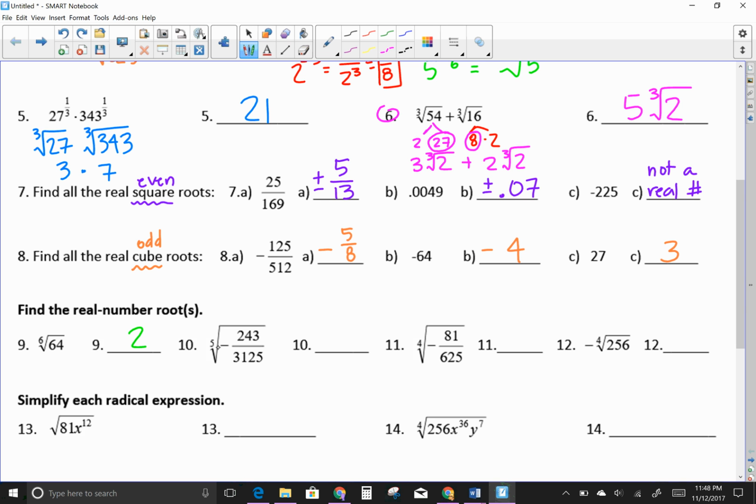3,125. On your calculator, depending on what kind you have, first of all, if there's a negative, it's an odd, so that's negative.